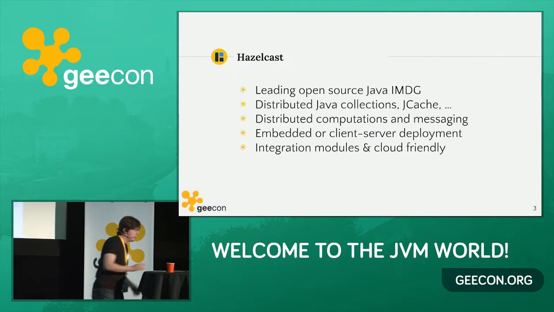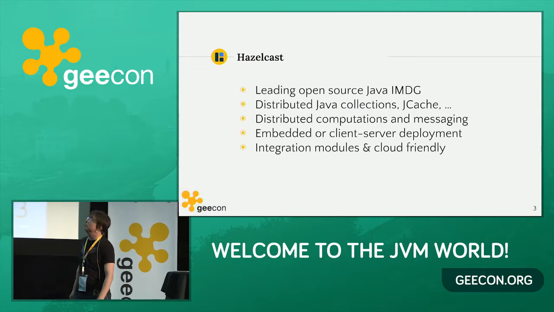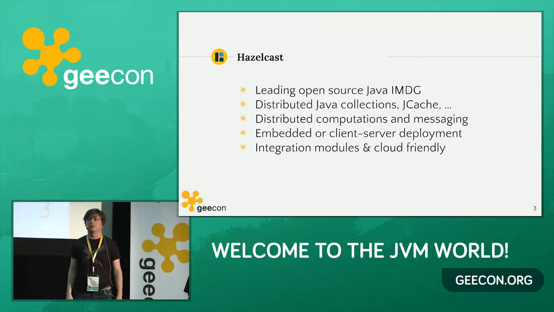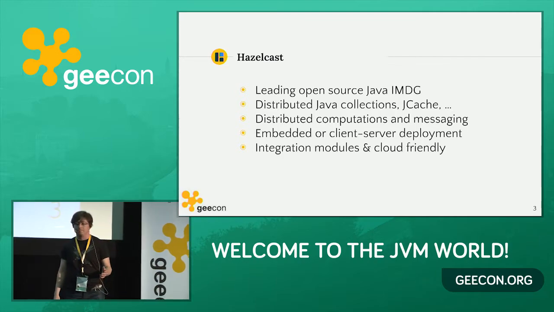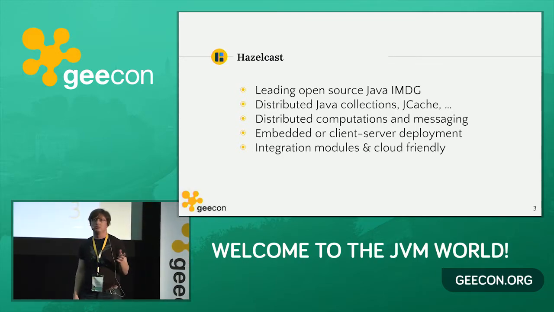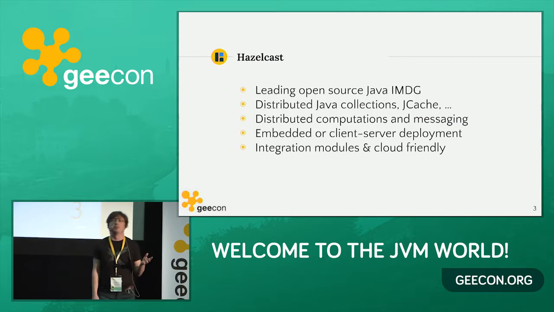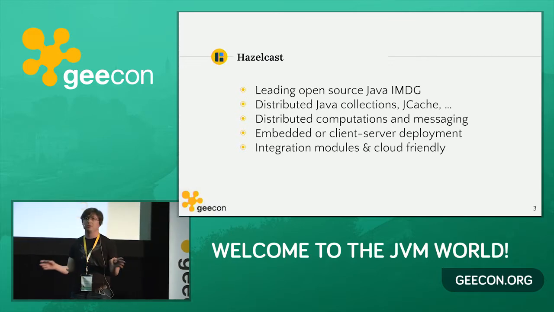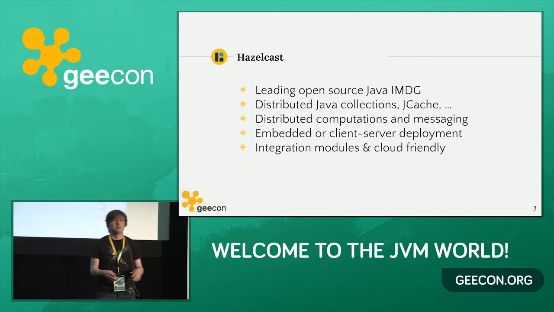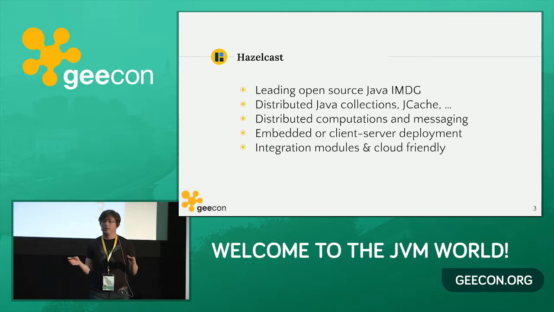So Hazelcast is the leading open source in-memory data grid written in Java language. It is free to use, and it is known for its simplicity. It gives you distributed implementations of Java Collections API. So if you are familiar with Java maps, sets, queues, it means you are already familiar with the API of Hazelcast. It just works in a transparent way behind the same interfaces. And we also implement the JCache specification of Java language, and we have some other distributed data structures.